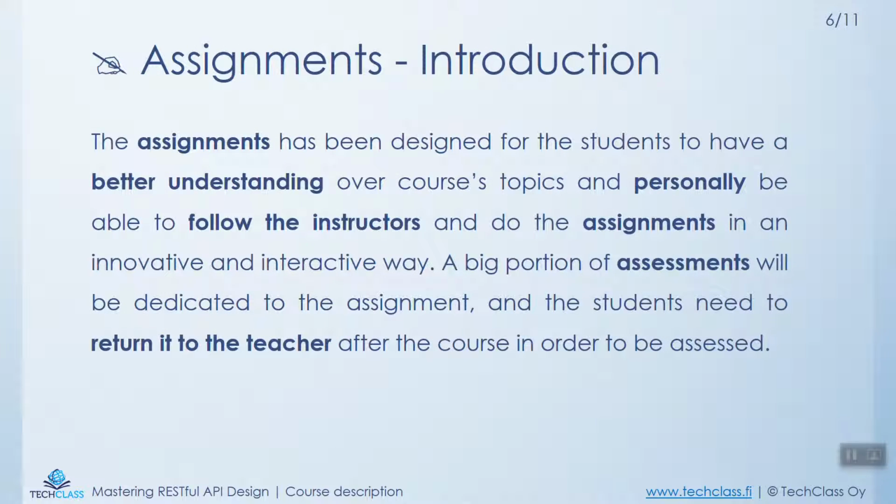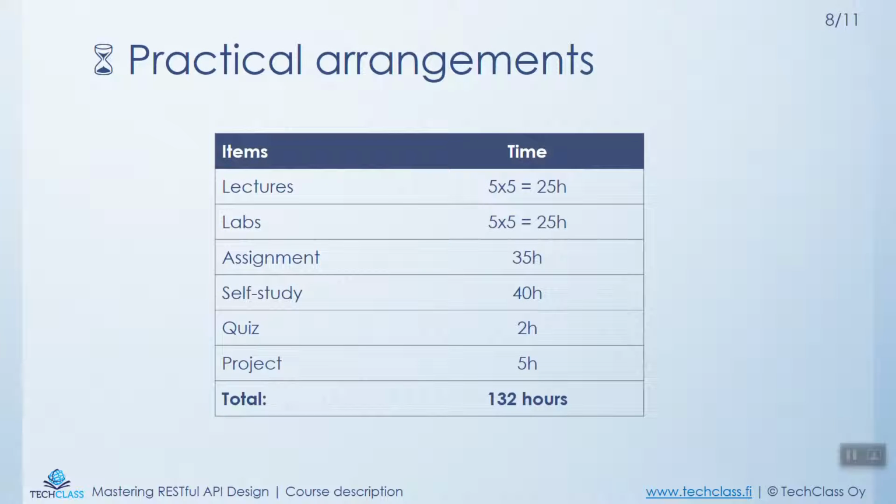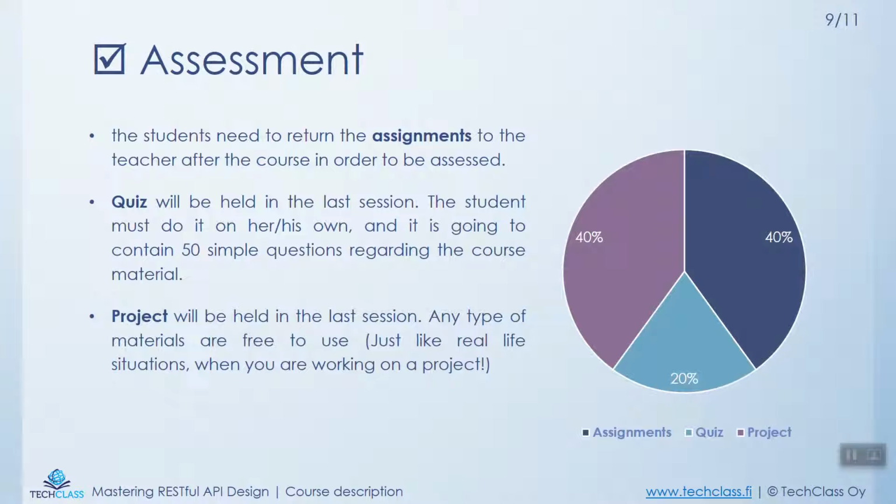content. So as usual, we're going to have assignments. It's mandatory for students to fill out the assignments and submit them to pass the course. And assignments also consist of problem-solving exercises, and then some videos and some self-learning parts. And here's also the practical arrangement of the course, which makes this course a 6-credit course.